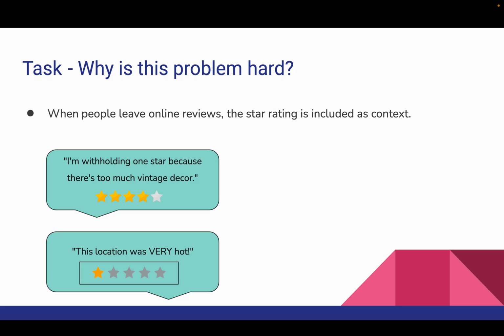You may ask, why is this problem hard? That's because when people leave online reviews, the star rating is commonly included as context. For example, in the review shown here, when given both the stars and the text, the sentiment is obvious, right? But with the text alone, it would be possible to have many different ratings.